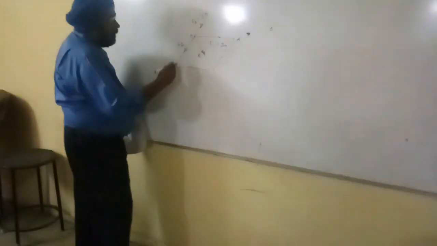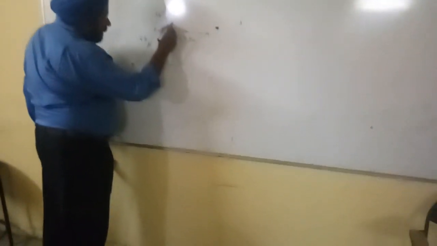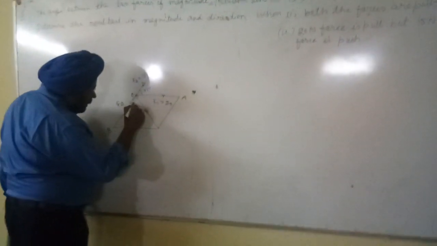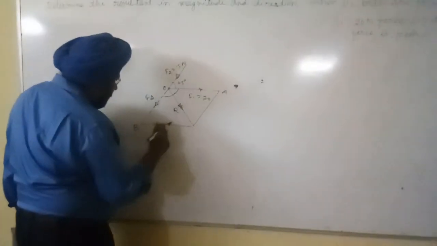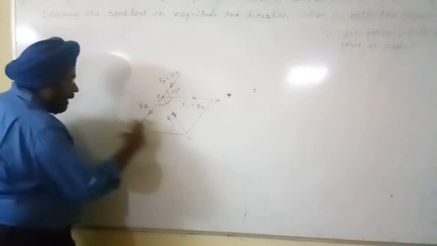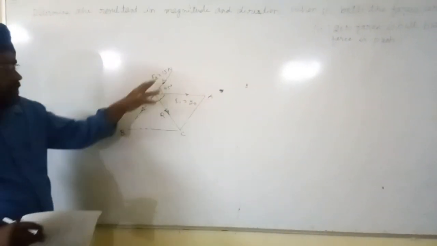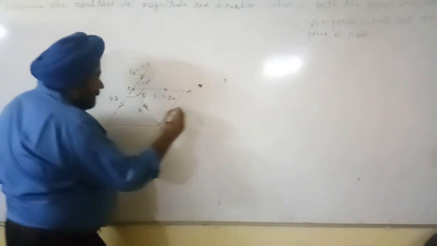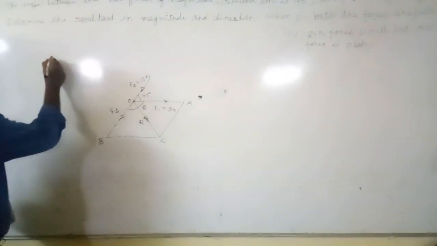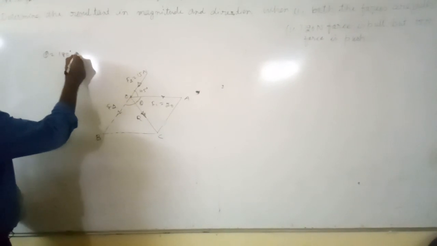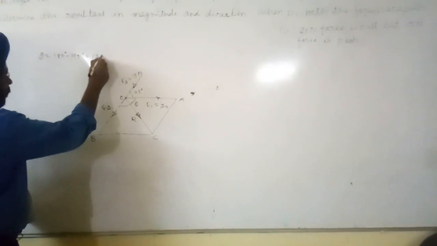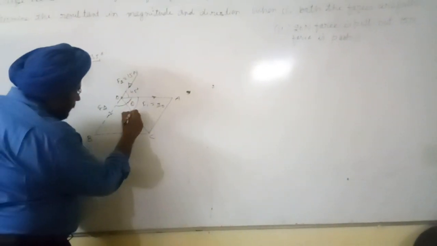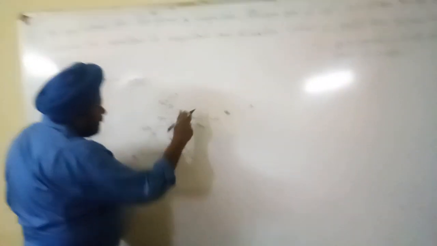Now this angle is 45 degree. Actually this is the parallelogram, OACB is our parallelogram. Now this pushing force is converted into pulling force, then this angle is theta. So the value of theta is equal to 180 degree minus 45 degree, which is 135 degree. And alpha is the angle which the resultant force makes with the force F1.